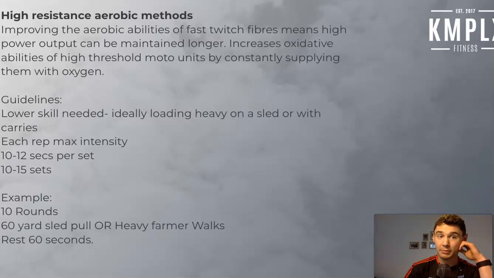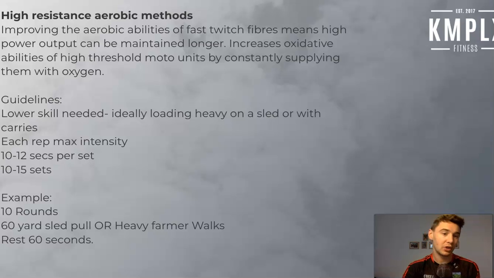High resistance aerobic methods then. This is for improving the aerobic abilities of fast twitch fibers, which means high power output can be maintained longer. It increases the oxidative abilities of high threshold motor units by constantly supplying them with oxygen. So it's a lot of jargon there, but it's the way it's defined in the textbooks. I just want to have them up there, and we can expand on them as we go on.